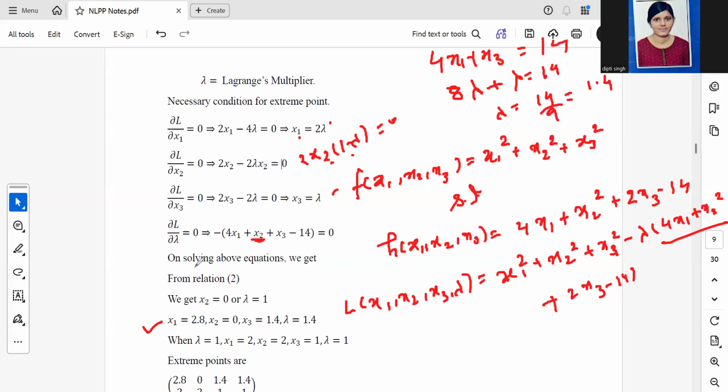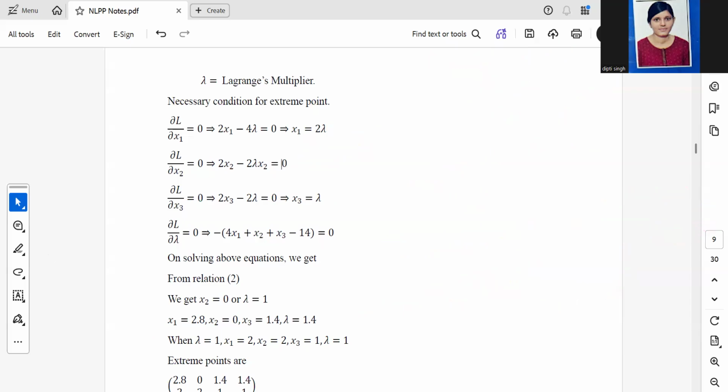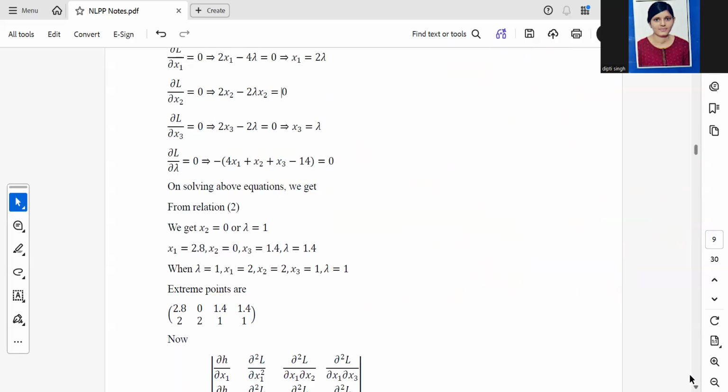Now the second case, when lambda is 1. Then we calculate the values of x1, x2, x3. From here we obtain x1 is 2 and x3 is 1, and putting the values of x1 and x3 in the constraint, we obtain x2 equal to 2. So here we obtain two extreme points: 2.8, 0, 1.4 and 2, 2, 1.